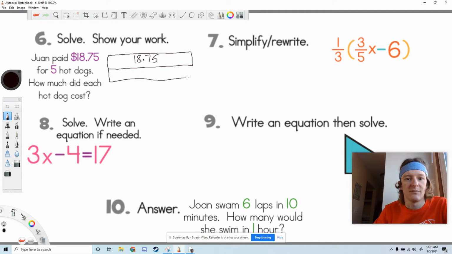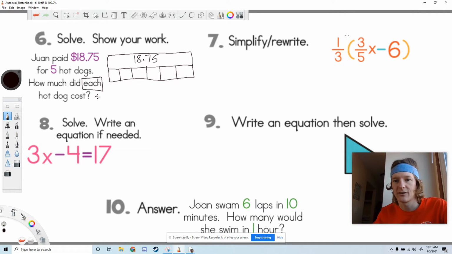So I'm just going to draw a bar model here. So this is 6 hot dogs. How much is each hot dog? So you're going to have to do a little math here to figure out what each one of these would be. When we use the word each, that's one of our code words for division.